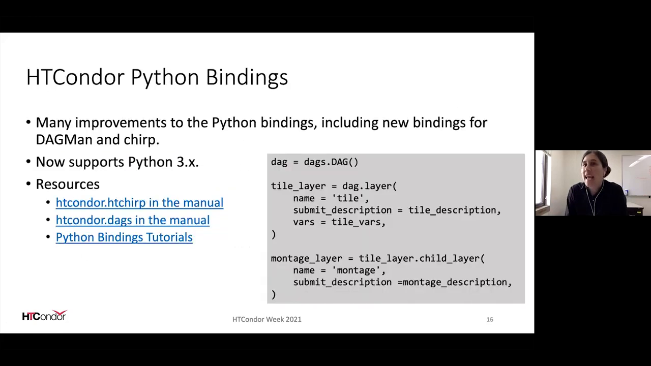Bindings now support Dagman and Condor Chirp, and there's some links to that in these slides. There's an example of what that code would look like on the right, pulled from one of the tutorials that's listed on this slide. And just in general, there's been a lot of improvements, kind of things have been smoothed out and made a little more clean in the HTCondor Python bindings. It's been upgraded to Python 3.